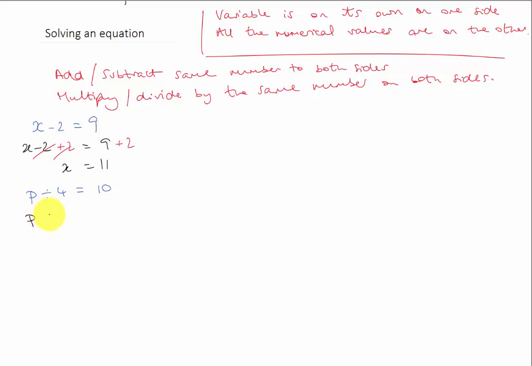Let me just work through that. So we've got p divided by 4, which is the same as saying times 1 over 4. So in this case, I want to multiply by 4, so then this whole thing will be equal to p. And that's equal to 10, and we need to do the same thing on the other side, so that's times 4. It's going to cancel out. This whole thing is equal to 1. So then p is equal to 10 times 4, which is 40.